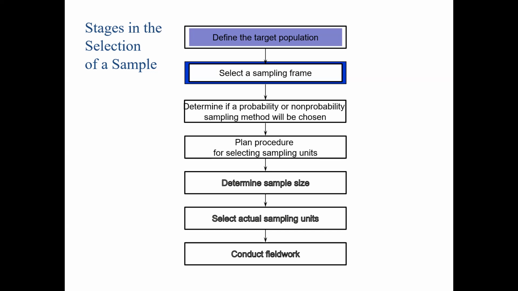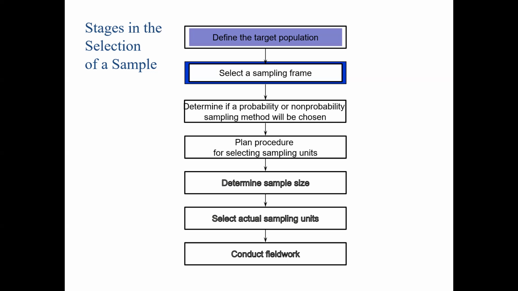Now there are different types of probability sampling methods and different types of non-probability sampling methods. We'll discuss them in another video, but today we are going through the stages of sampling. So I'm just giving an overview of the probability and non-probability sampling methods. Now you have chosen a specific method. Now go to the next step: plan the procedure for selecting sampling units.